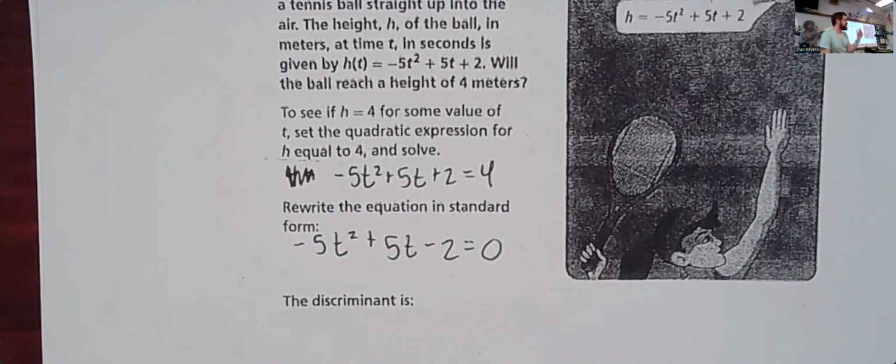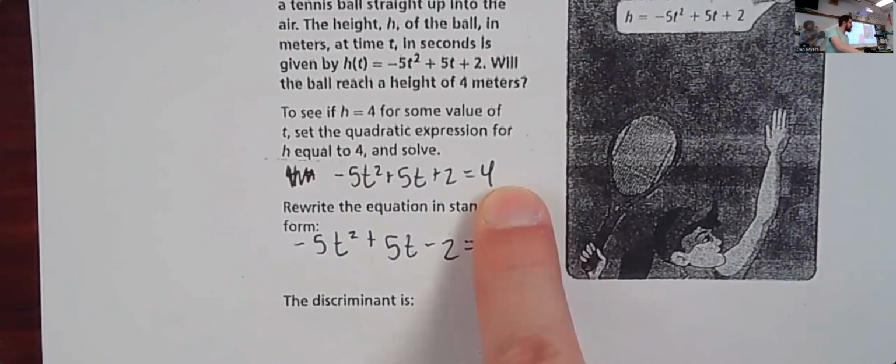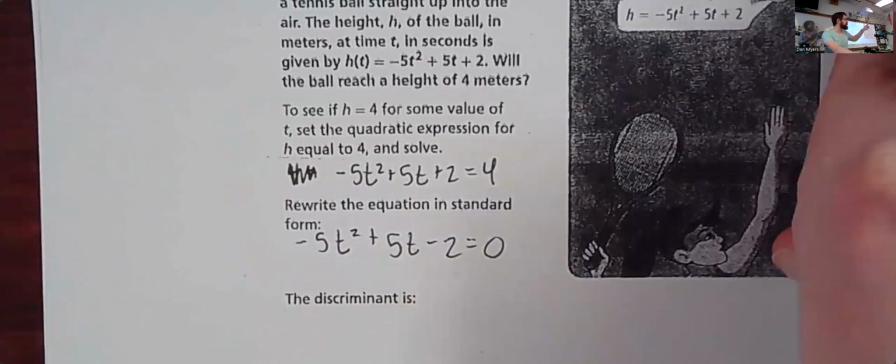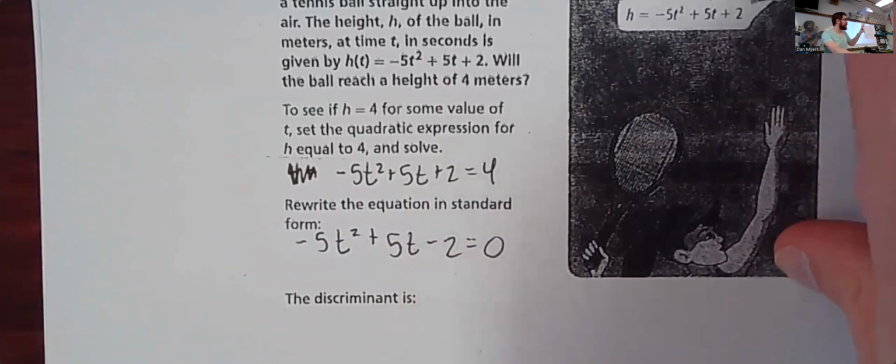So basically what we're trying to figure out is, by the way, height of 4 means that the y value is 4. And so if we set it equal to 0, we're still figuring out if it reaches a y value of 4. Now, there are 2 possibilities for y equaling 4, and 1 possibility for y not equaling 4. And we're going to use the discriminant to figure that out.